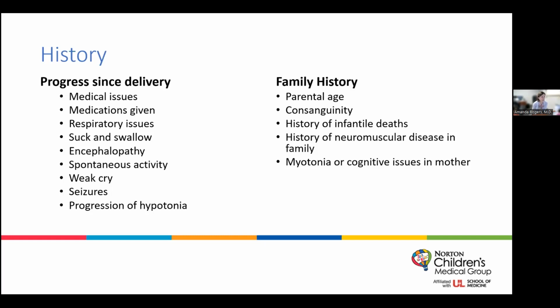We also want to pay attention to family history. So age of parents, history of consanguinity, if there's any history of infantile deaths or spontaneous abortions in the past, if there's a history of neuromuscular disease in the family. And because congenital myotonic dystrophy is a very common peripheral nervous system cause of hypotonia, are there cognitive issues in the mother or mild myotonia that can sometimes be seen in mom that can be a clue to the diagnosis.